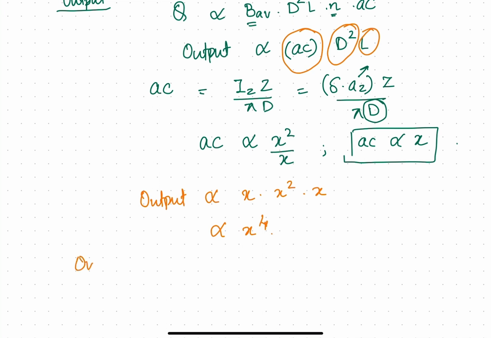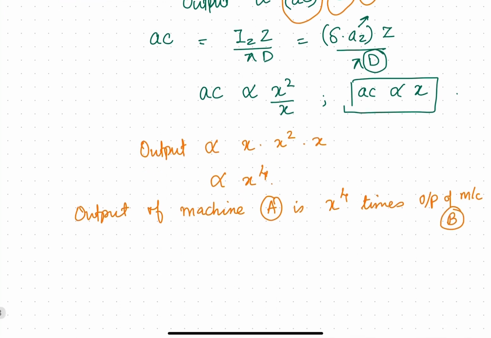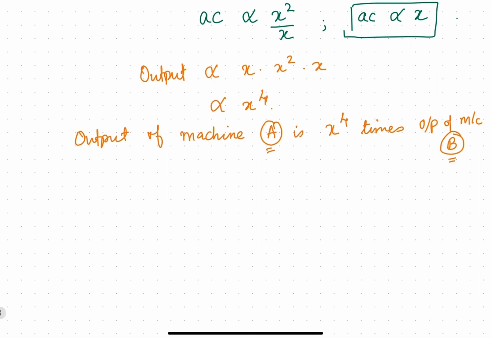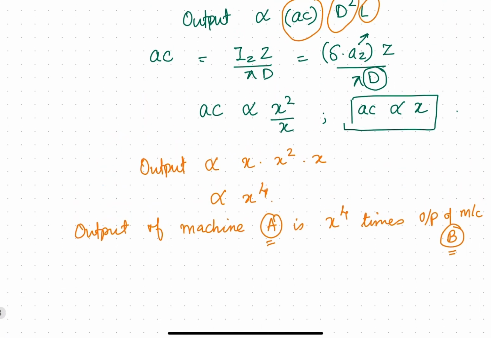So the output of machine A is x to the power 4 times the output of machine B, where machine A has linear dimensions x times the linear dimensions of machine B. So this was about output.